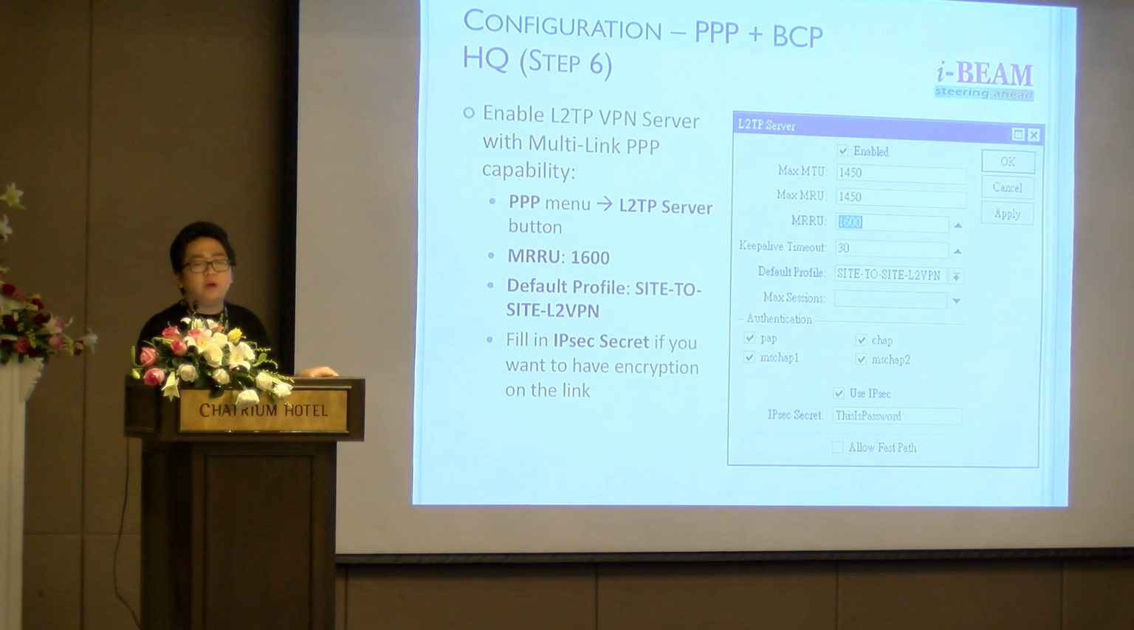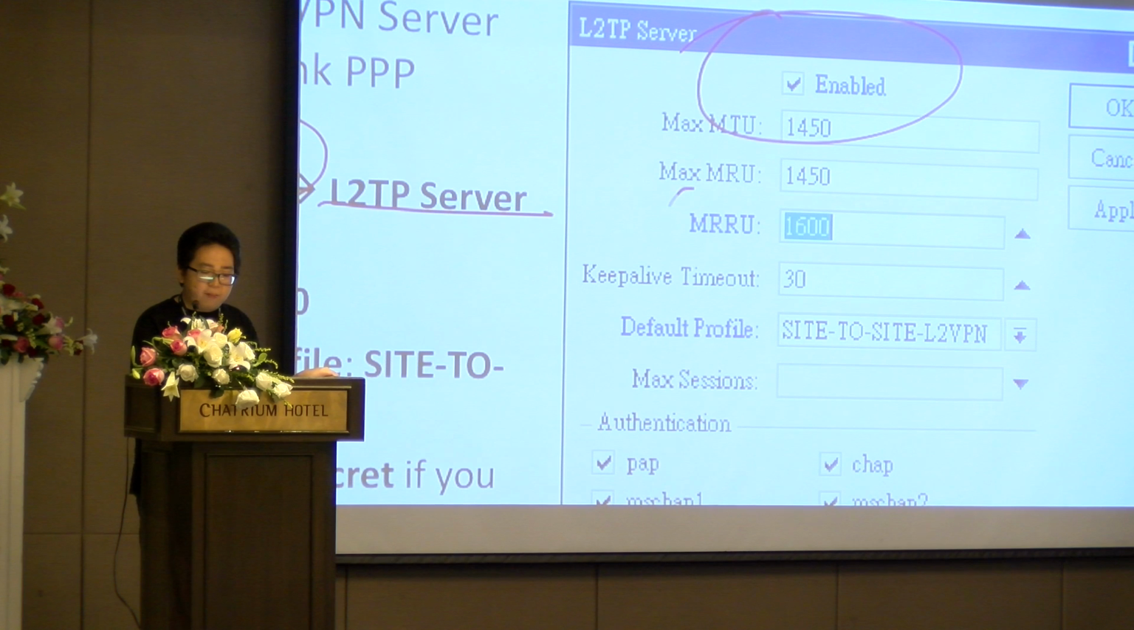Next, how to enable multi-link PPP. You can enable it on PPP L2TP server. Go to PPP menu, L2TP server here, and then you click on the button, enable L2TP server, and this is the main point, MRRU.